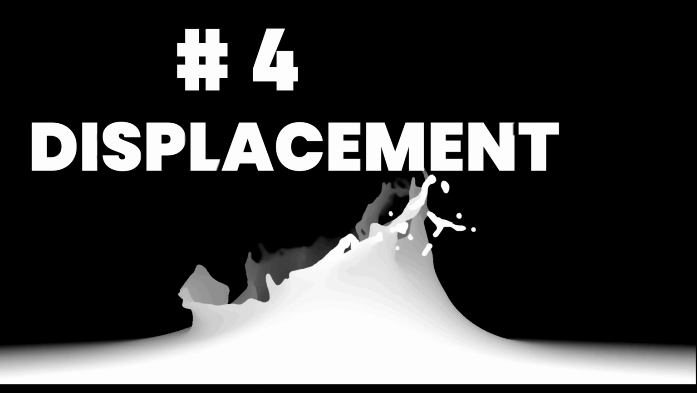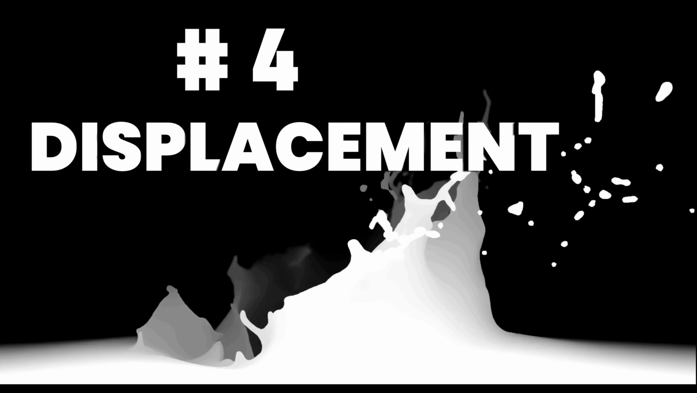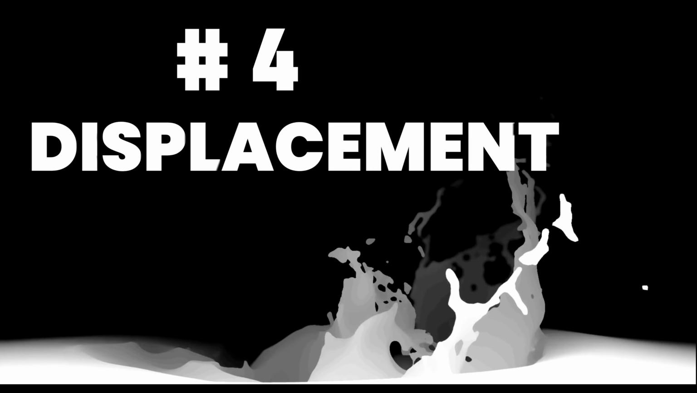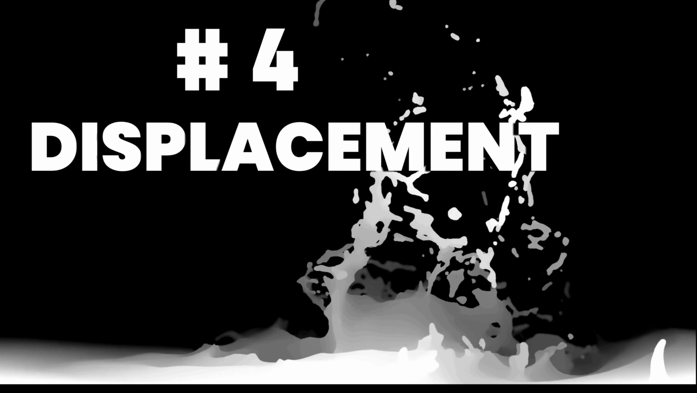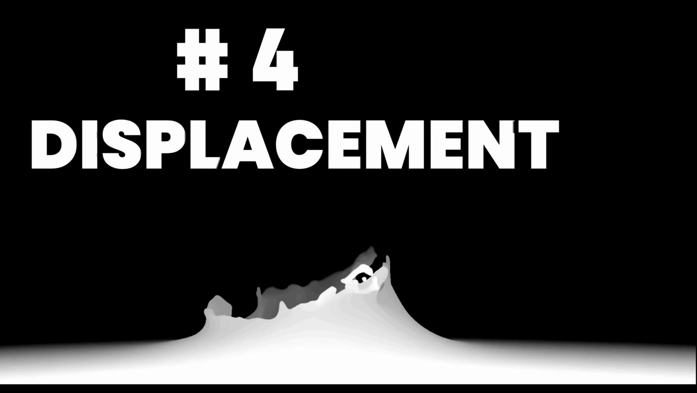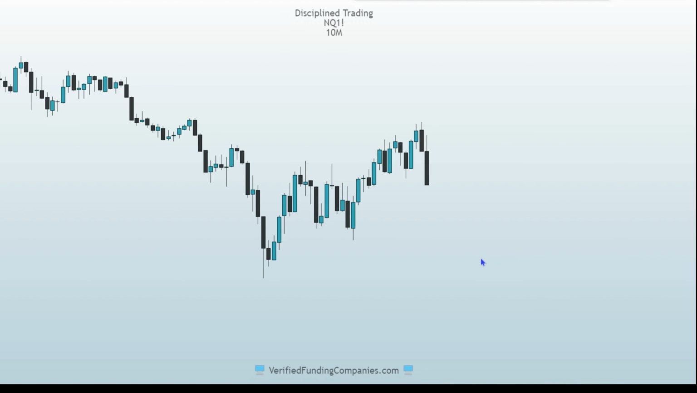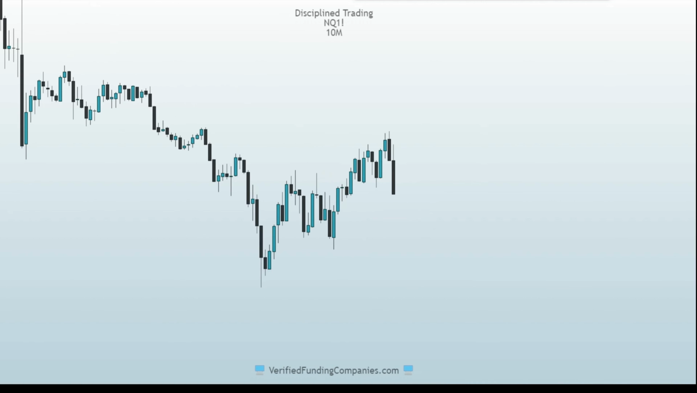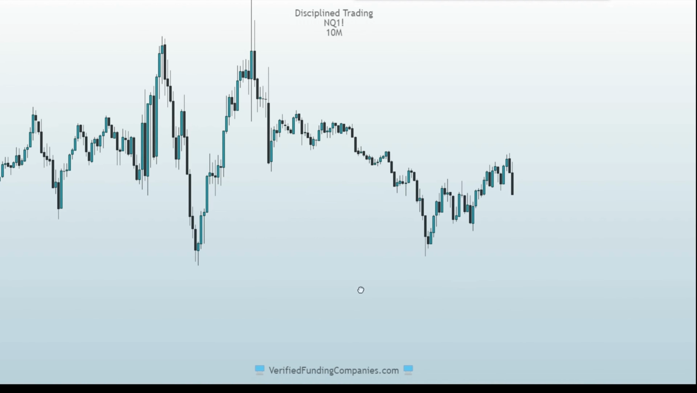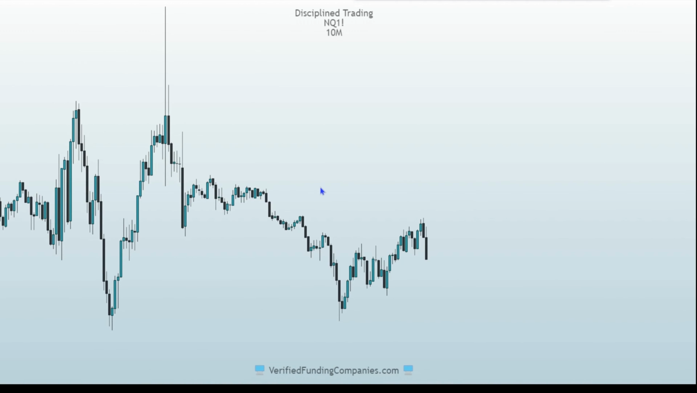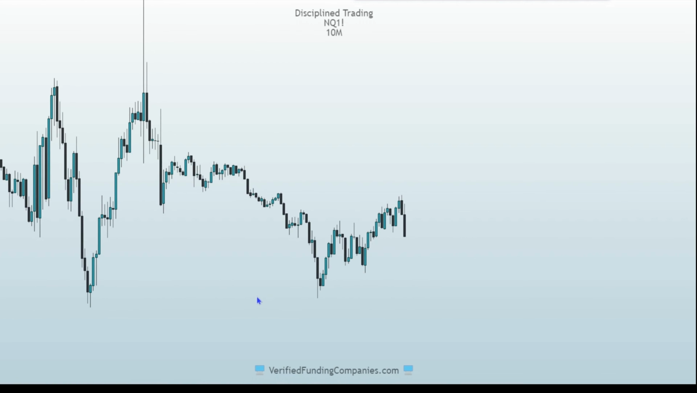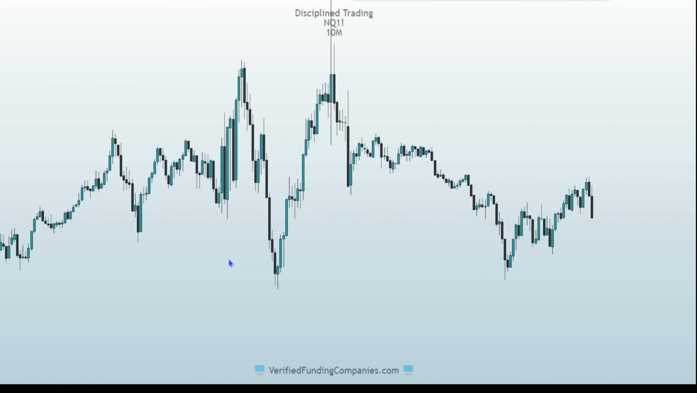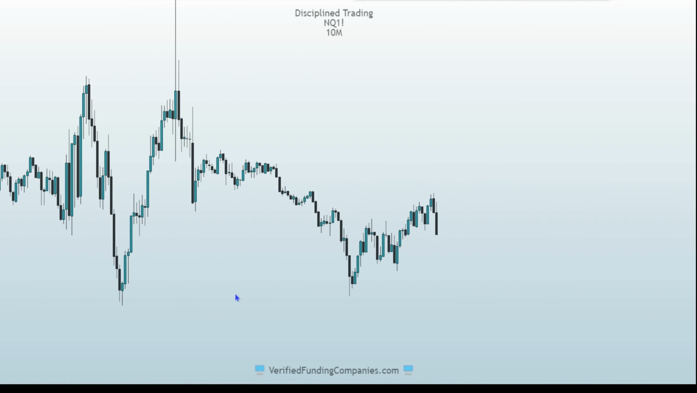Number 4, displacement. We're just banging these out. The displacement is what you can consider fair value gaps being created, inefficiencies in price being created. It's fast, aggressive price action. Displacement might be the biggest clue in price action and probably the easiest to visualize on the chart. Displacement, fast, aggressive price action.